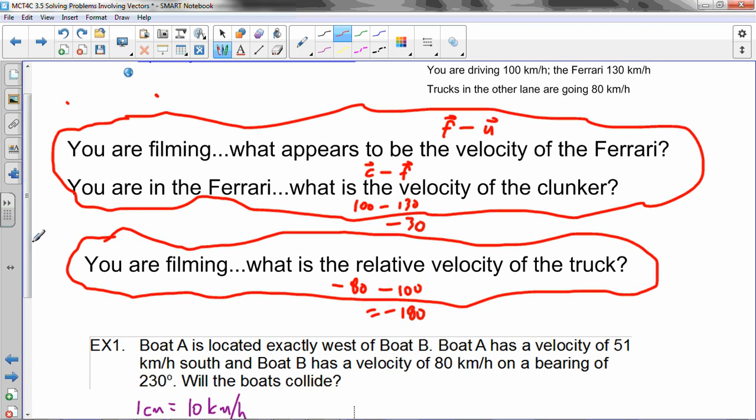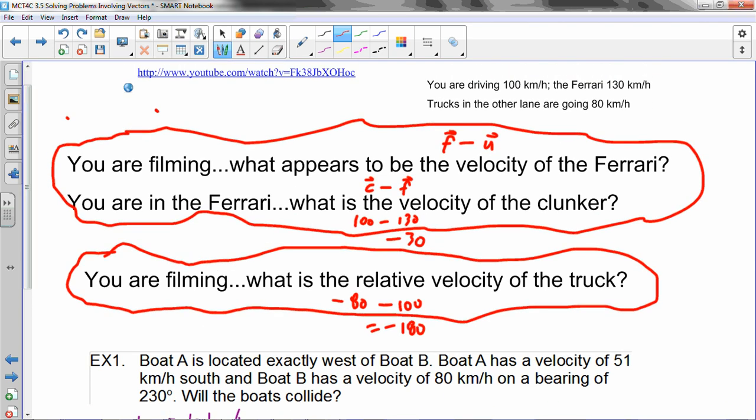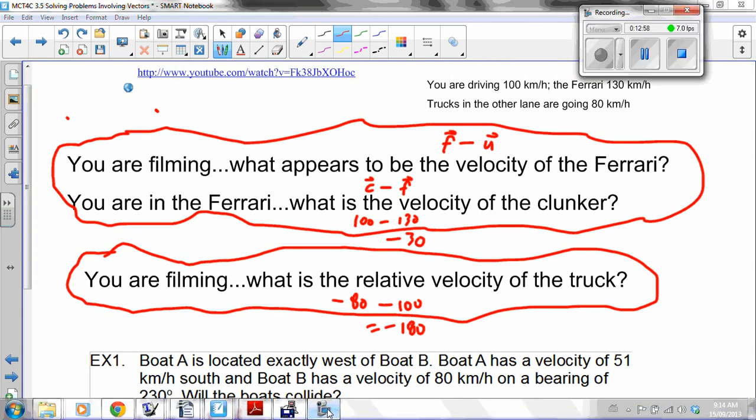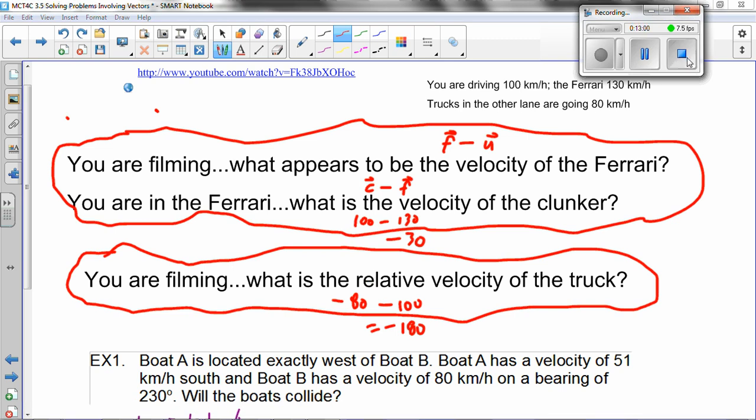I'm going to check my time, and then we'll get on with the rest of the examples here. How much time? I'm going to stop there and pick it up in video 2.